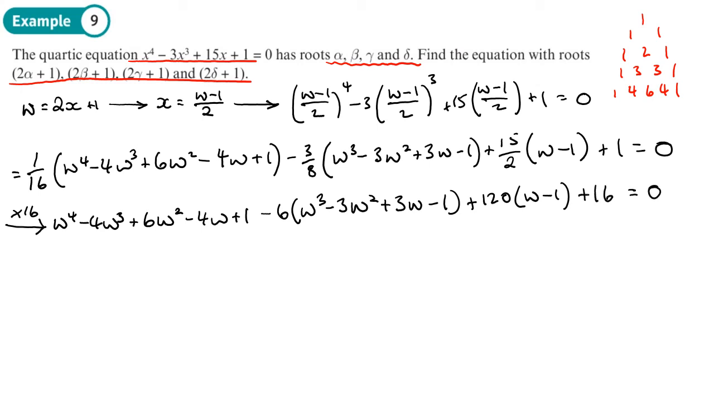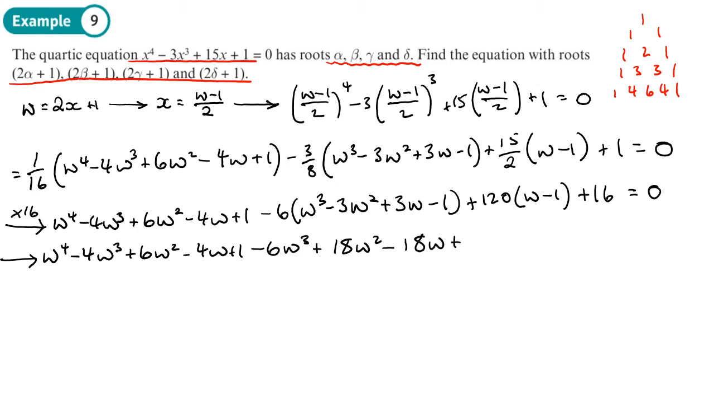Right. Now, let's expand the brackets in the middle, and then we can collect like terms once we've done that. So we get minus 6w cubed plus 18w squared minus 18w plus 6. Plus 120w minus 120 plus 16. Well, let's color code this.